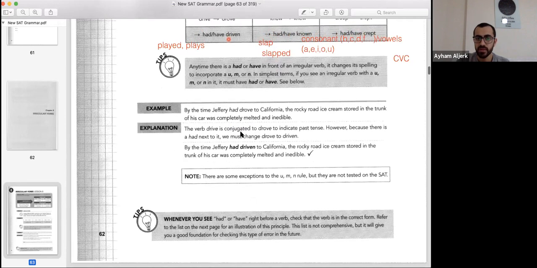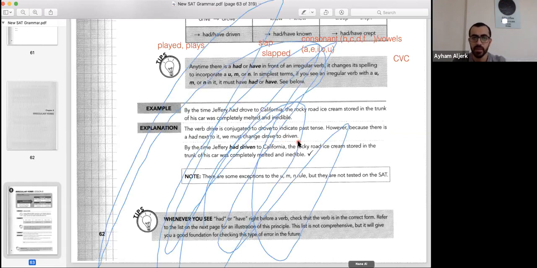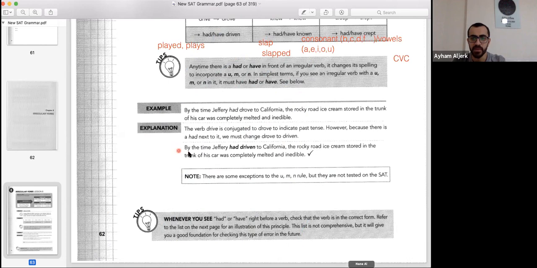The verb drive is conjugated to drove to indicate past tense. But because there is a had next to it, we must change it to driven because it's the third form of the verb. So the correct example might be, by the time Jeffrey had driven to California, the Rocky Road ice cream, and so on.